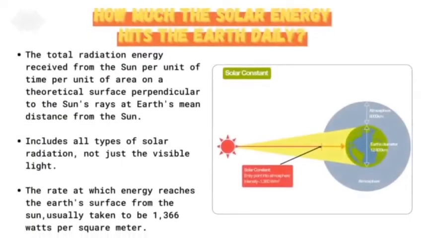The total radiation energy received from the sun per unit time per unit area on a theoretical surface perpendicular to the sun ray at Earth's mean distance from the sun. It includes all types of solar radiation, not just the visible light. The rate at which energy reaches the Earth's surface from the sun is usually taken to be 1366 watts per square meter.